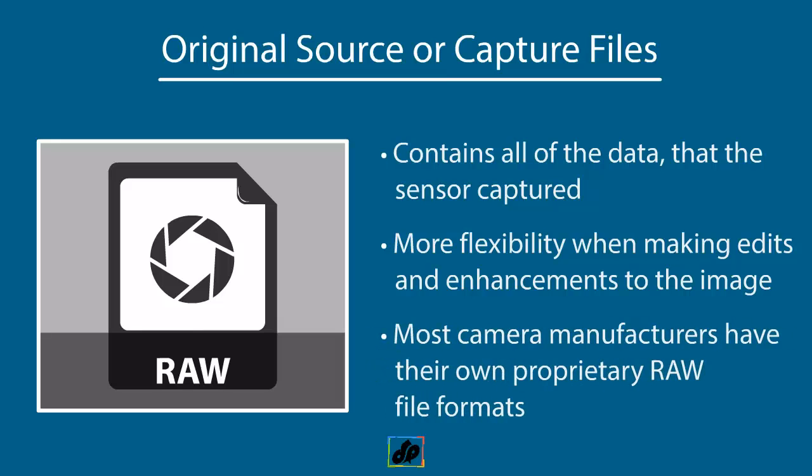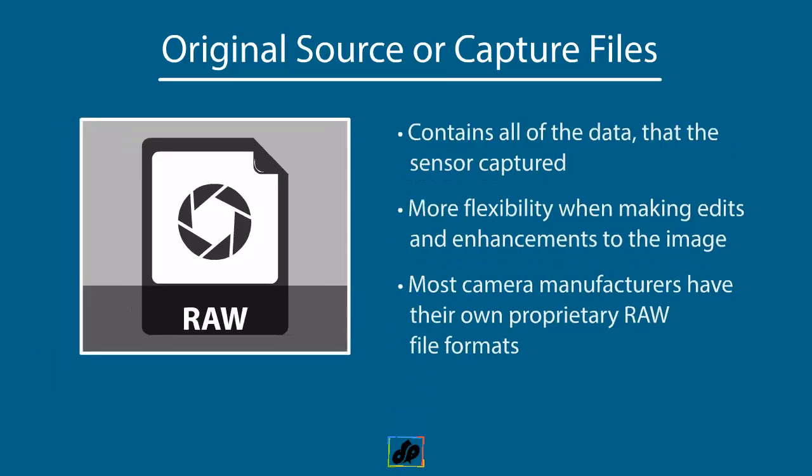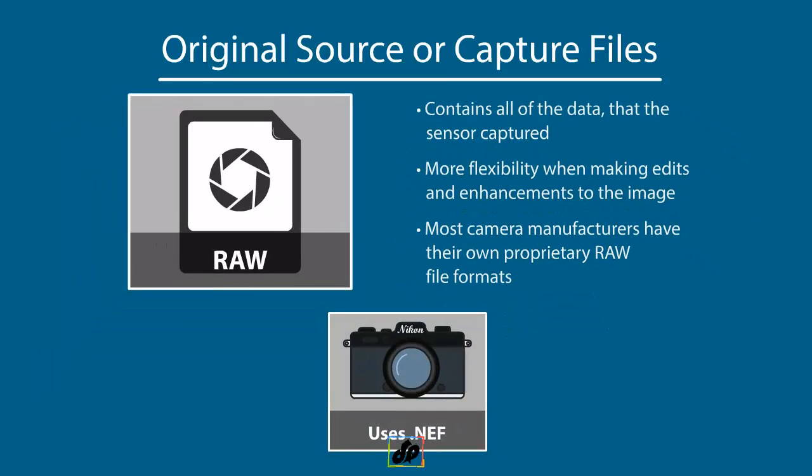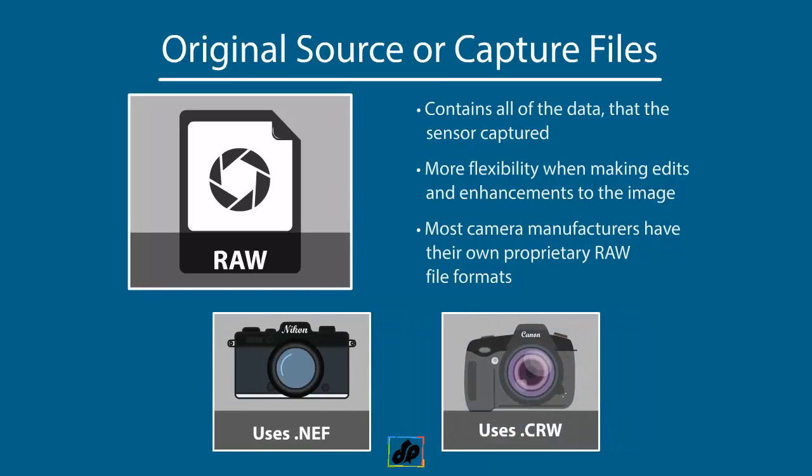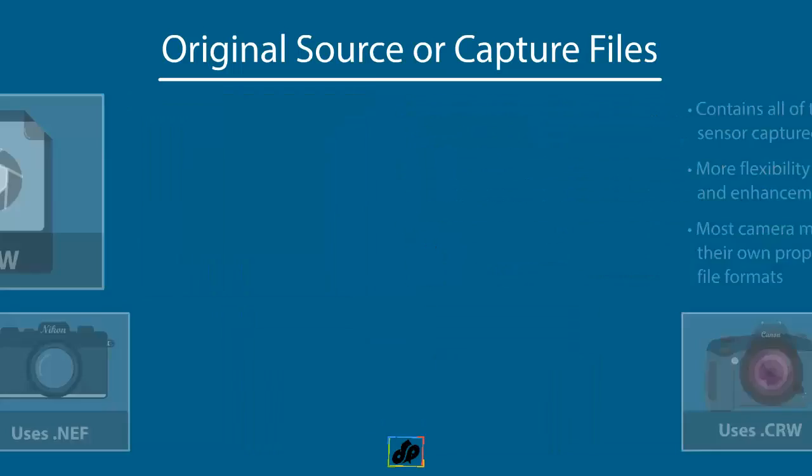Most camera manufacturers have their own proprietary RAW file formats because they are all written differently. The extension of these files will be different. For example, Nikon uses .NEF and Canon uses .CRW, but they all still fall under the category of RAW files.